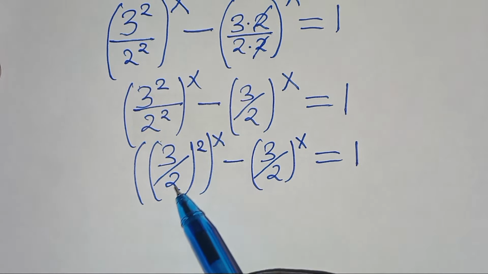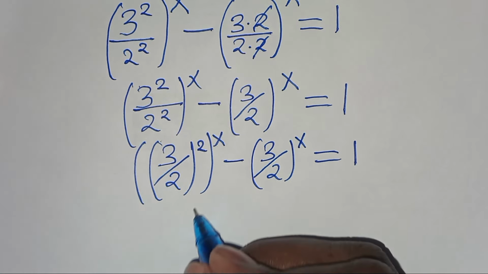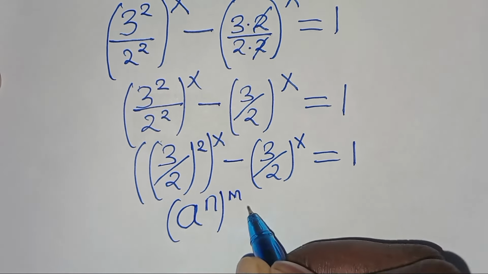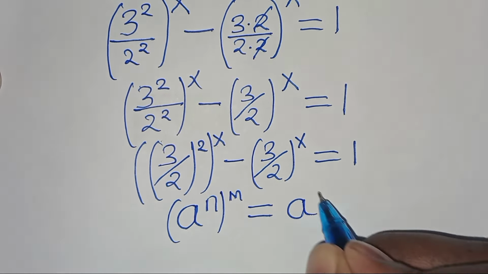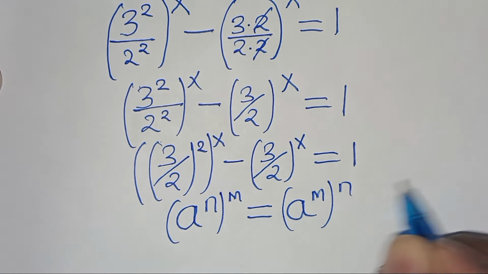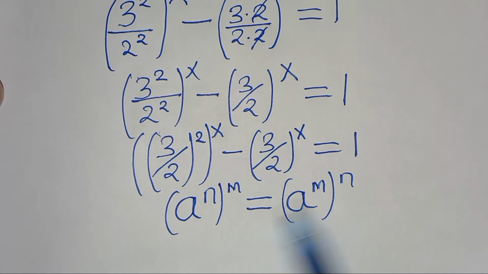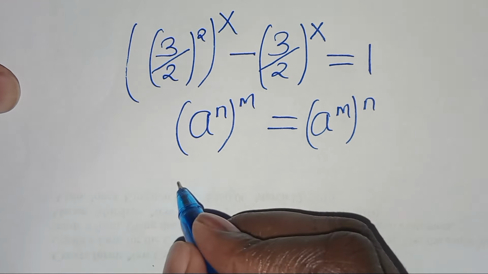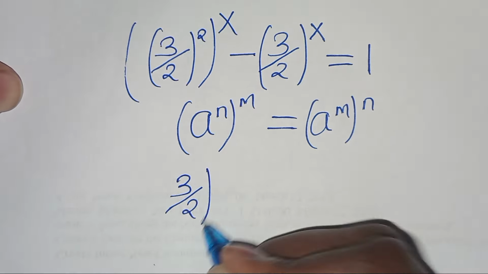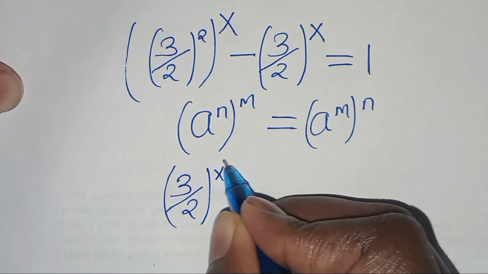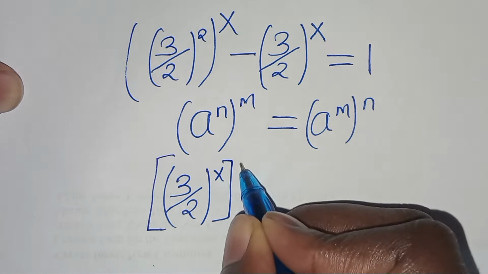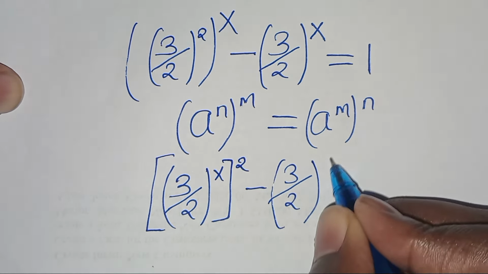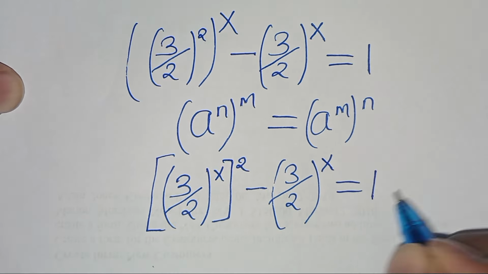The next step is that 3 over 2 raised to the power 2, raised to the power x, is in the form of a to the power of n raised to the power m, which we can transform as a to the power of m raised to the power n. So let's apply this exponent property from here. Now applying this exponent property, here we have 3 over 2 raised to the power x, then everything here raised to the power of 2, then minus 3 over 2 raised to the power of x. This is equal to 1.